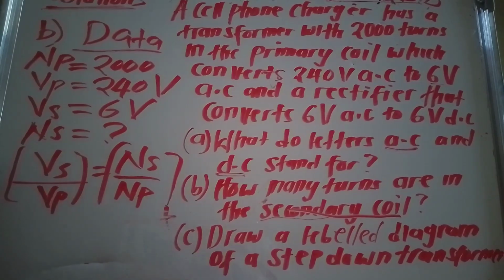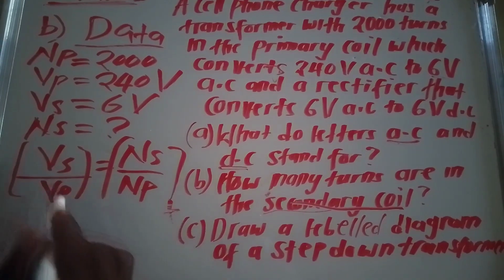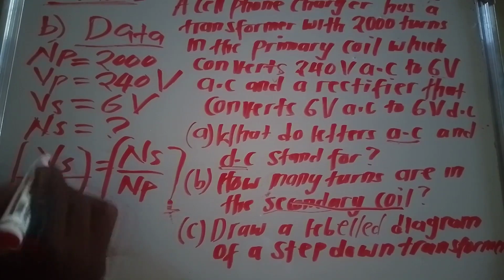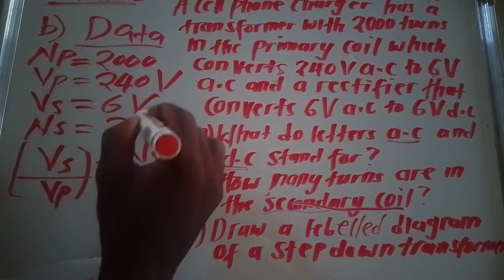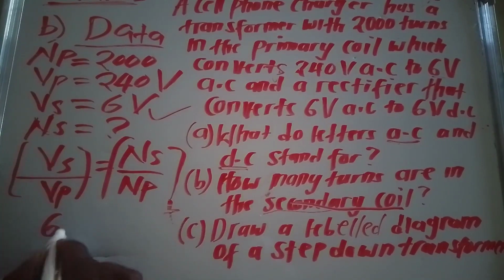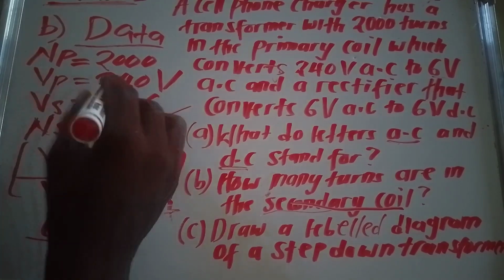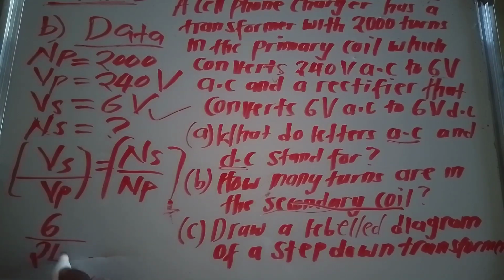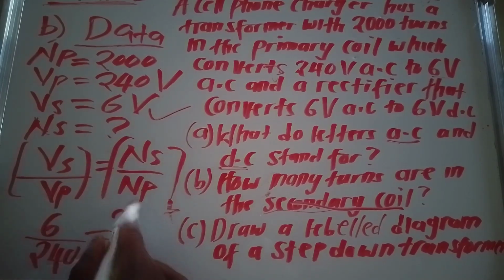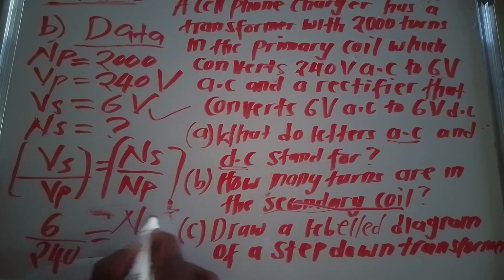coil. So now according to our data, the secondary voltage which we have been given is 6 volts over our primary voltage. According to the question, the input voltage is 240, which is equal to the number of turns in the secondary coil, the one which we have been told to calculate. So we are going to write it just like this.